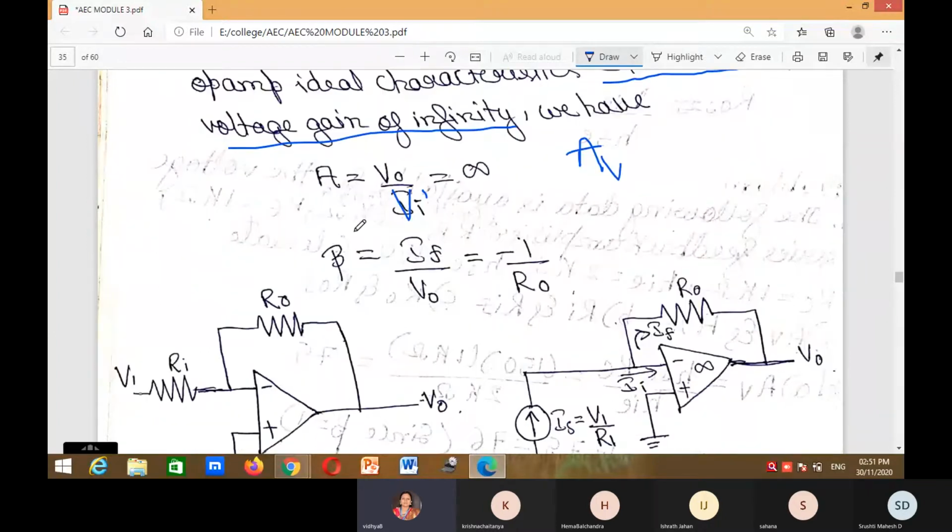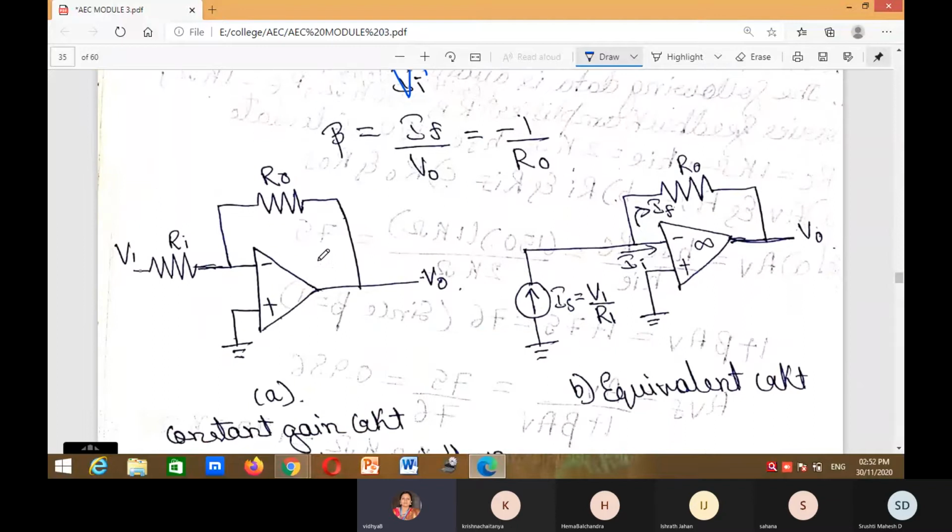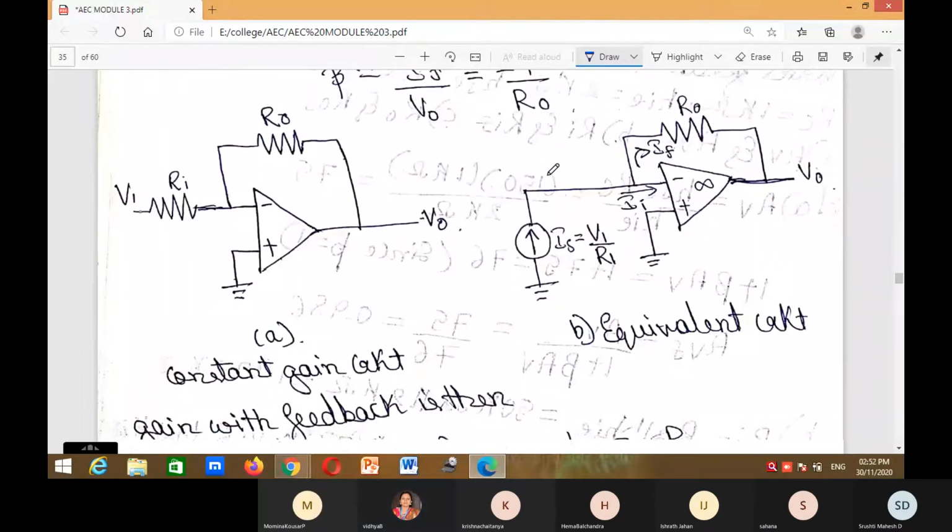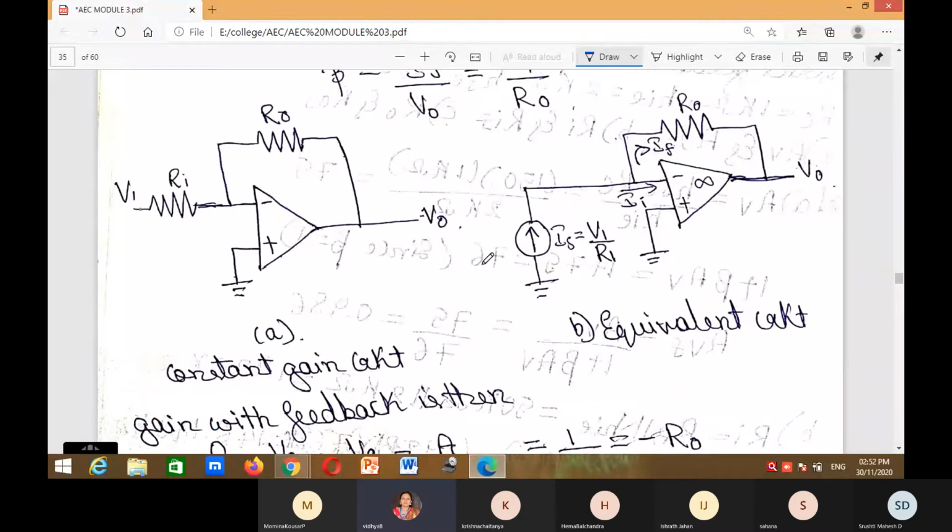Next, beta is equal to If divided by V naught, which is equal to minus 1 divided by R naught. From this, they have written beta is equal to If divided by V naught, that is minus 1 divided by R naught. Here, this is a constant gain circuit.